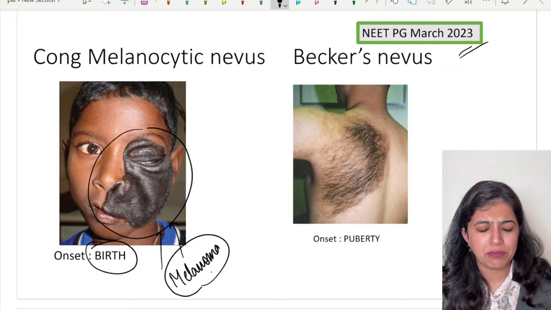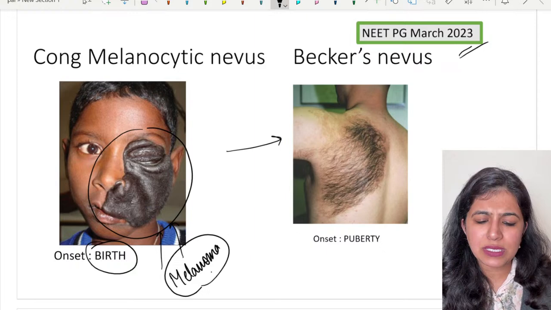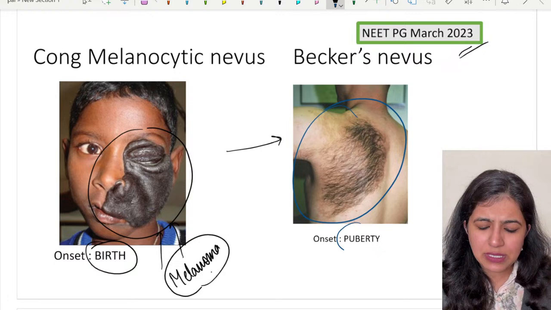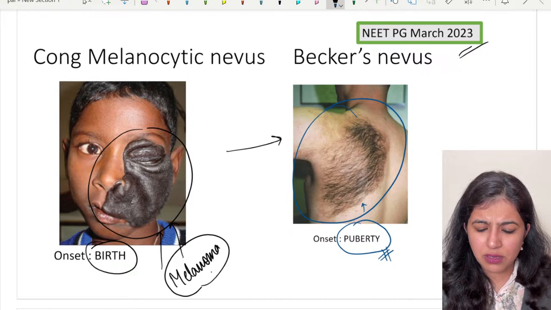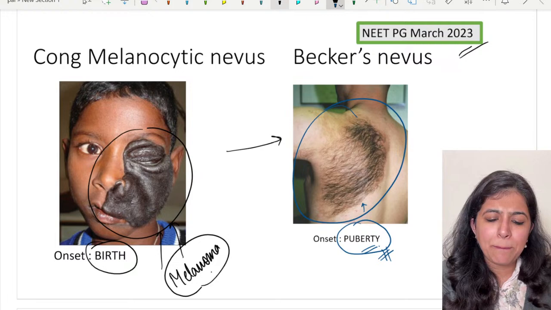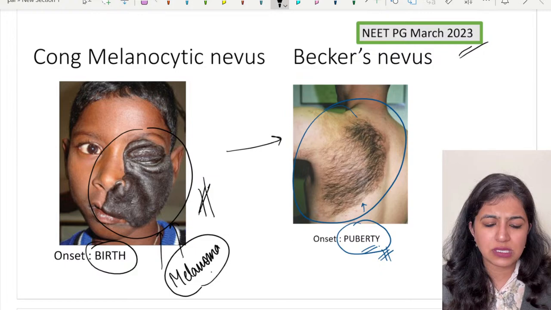How do you differentiate a congenital melanocytic nevus from Becker's nevus? This is also dark. This also has hair. So how do you differentiate? Becker's nevus comes at puberty because this is hormone dependent. And even though the skin is dark, it is not black. It is more of brown. So Becker's, BER for brown. So this is brown with more hair than normal and it comes at puberty. But a congenital melanocytic nevus is black and it is present since birth. So that is how you differentiate between these two.